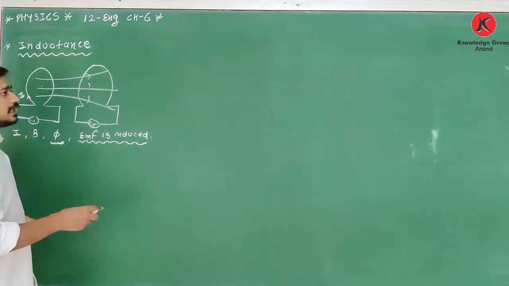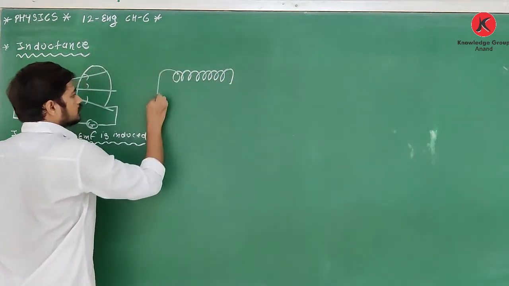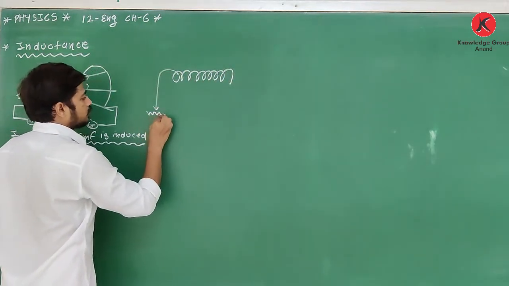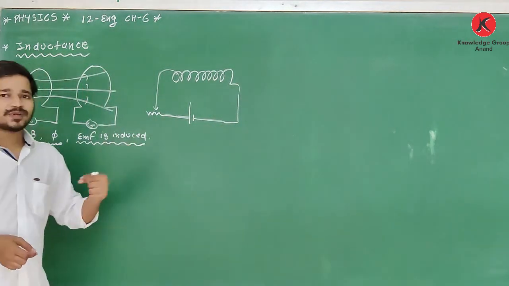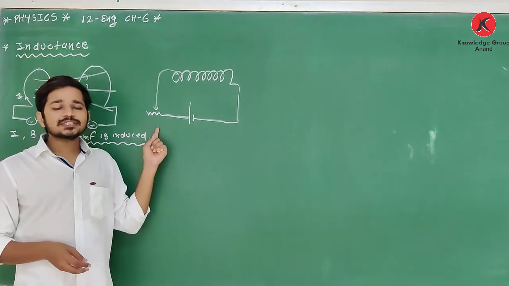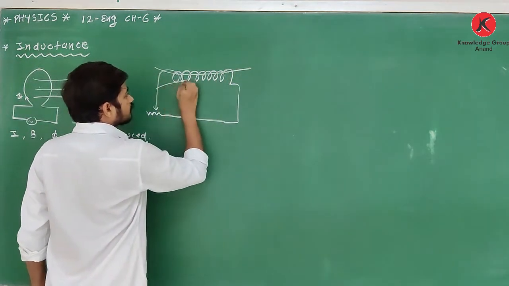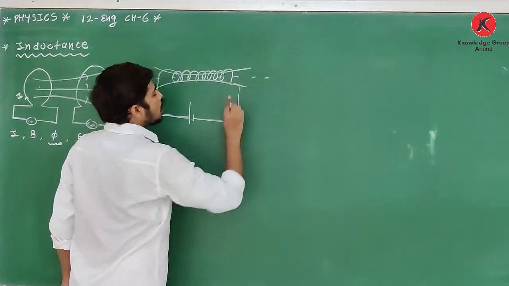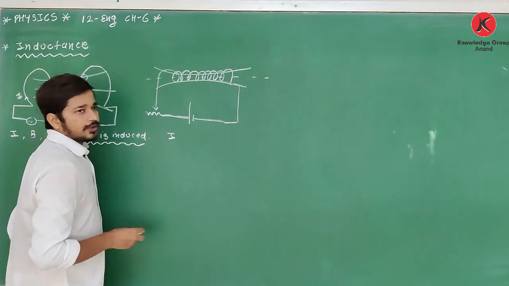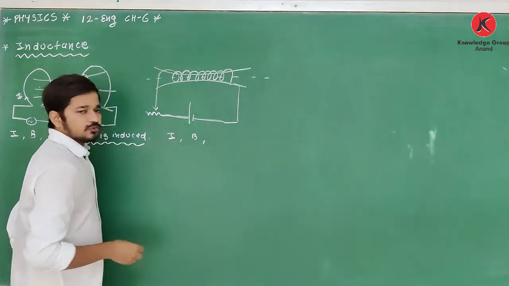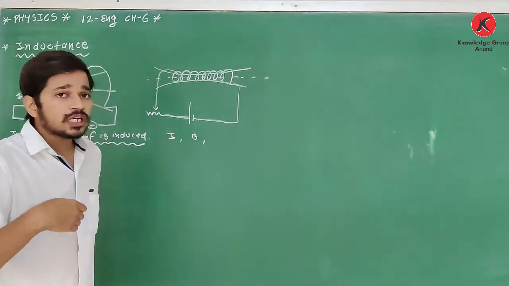Now, second case: if I have one solenoid connected with a battery through a rheostat. Rheostat means variable resistance. So if resistance is variable, the current flowing through this solenoid is also variable. So in this case, what happens? Current is flowing through the solenoid, so inside the solenoid a magnetic field is produced, and this magnetic field is linked with the solenoid itself.